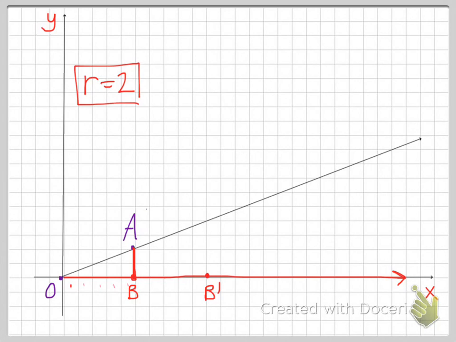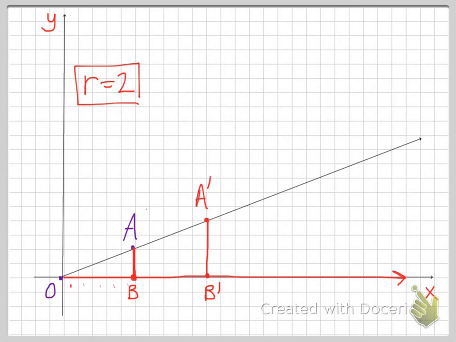And so if this is going to be a dilation, then segments joining A and B and A prime and B prime are going to be parallel. And so I can just draw that segment from B prime up to the line, and there will be my coordinates for A prime.